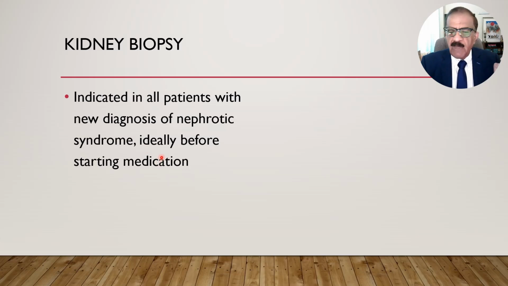Like somebody who is a chronic diabetic and develops nephrotic syndrome, we know the cause, so maybe a kidney biopsy is not needed. But somebody who was previously well and develops nephrotic syndrome, I think a biopsy should be done. So in almost all cases, and ideally before you start specific medication, especially steroids. Why? Because the medication can affect the biopsy changes. So you should do the biopsy when the disease is in its naive form.